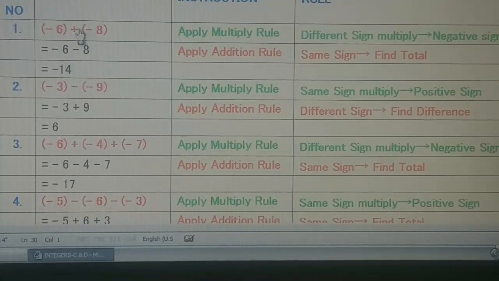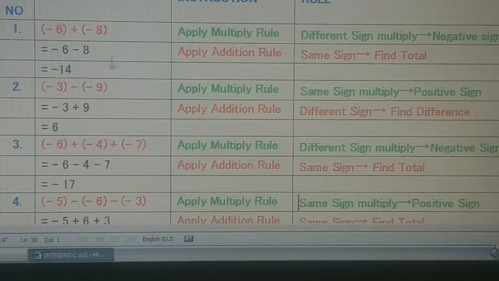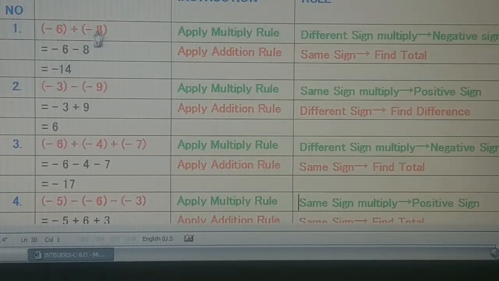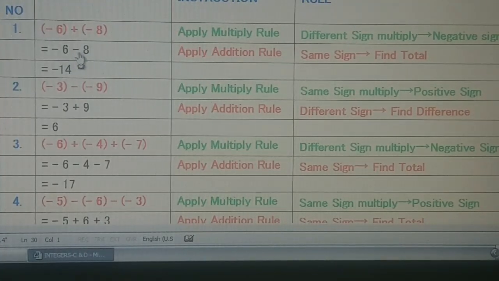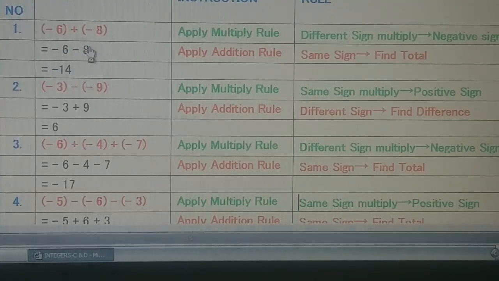Now these both signs are different. Plus and minus are different signs. That means different sign multiplication, our answer will be a negative sign. So between 6 and 8, we have to use the minus sign. Instead of plus and minus, we use the minus sign. So minus 6, minus 8. So this step is over.